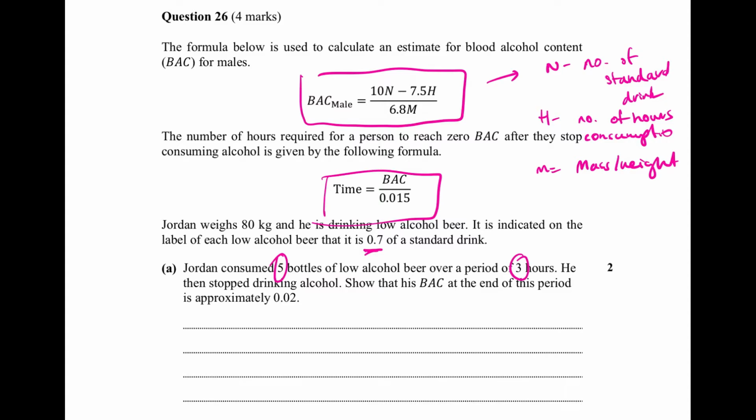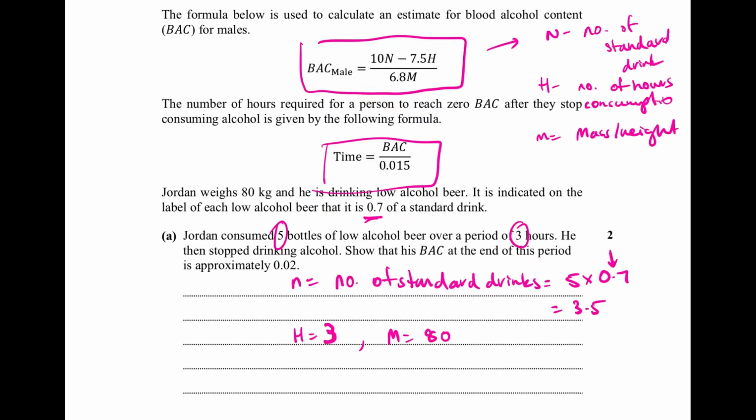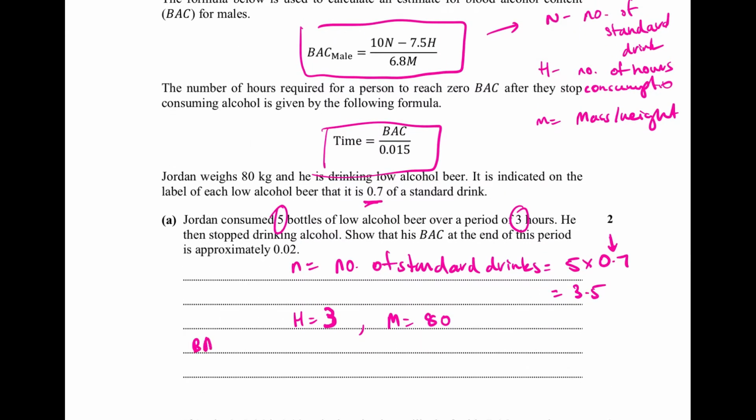Okay, so in this case, he consumes 5 drinks of 0.7 standard drinks. So let's determine the number. N, the number of standard drinks, is given by 5 times 0.7, because each beer is 0.7 of a standard drink, so that is 3.5, and then H is 3 and M is 80. Let's plug that into our formula, and we've got blood alcohol content for a male is 10 times 3.5 minus 7.5 times 3 all over 6.8 times 80.